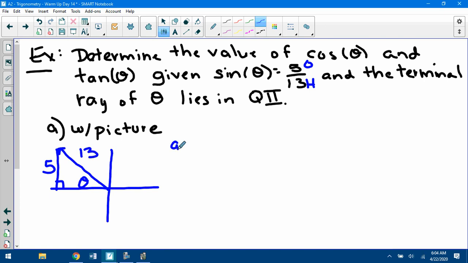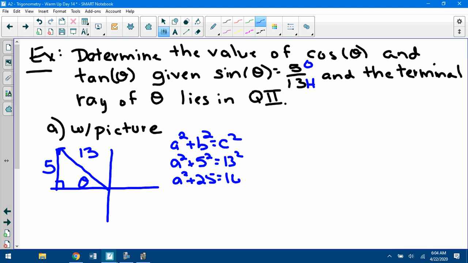This is one of those Pythagorean triples. A squared plus b squared equals c squared. It would be a squared plus 5 squared equals 13 squared. So a squared plus 25 equals 169. A squared equals 144. Take the square root. We get a equals 12, but remember it's really plus or minus 12. In this case, it's minus 12. Watch those positives and negatives. Easy to lose points on the quiz.